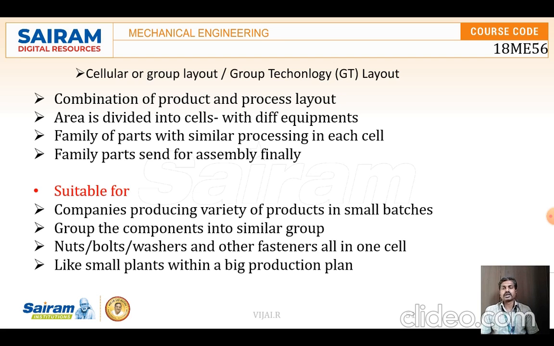Normally it is the GT layout, the group technology layout, where the nuts, bolts and washers are made separately in separate batches and separate areas, and finally we go to an assembly area. In big plants we can divide into small areas and they produce. Normally we call these family parts, and finally they come for assembly. This is called cellular layout.